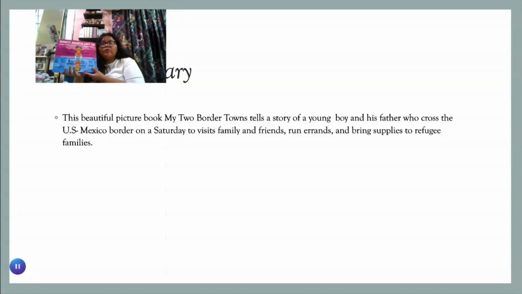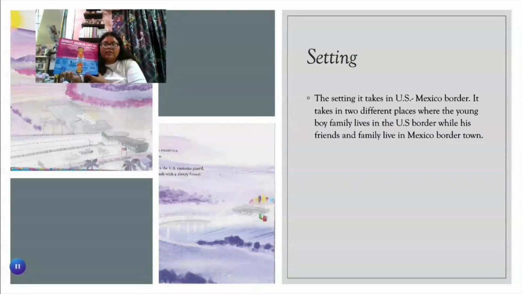Book summary. My Two Border Towns narrates the journey of a young boy and his father as they travel to the US-Mexico border. Their visit is filled with reconnecting with family and friends, making errands, and delivering essential supplies for refugee families. Settings. The story takes place along the US-Mexico border in two distinctive places, one where the young boy's family resides in the US, and another where his friends and extended family live in a Mexican border town.